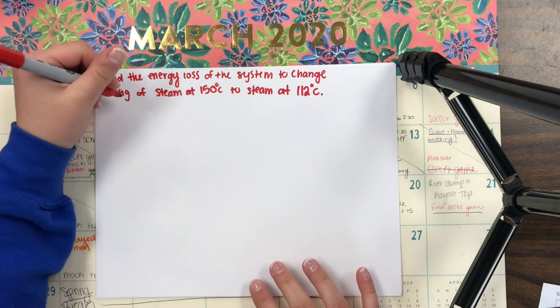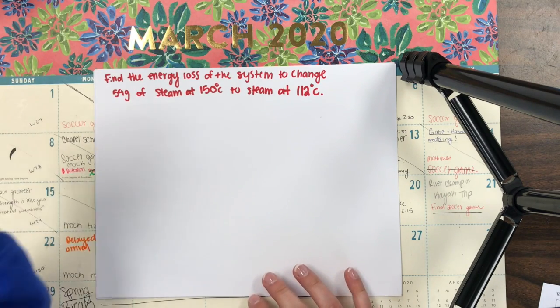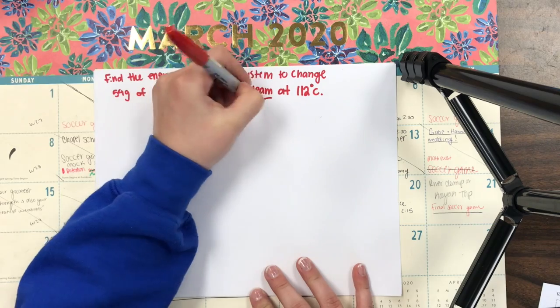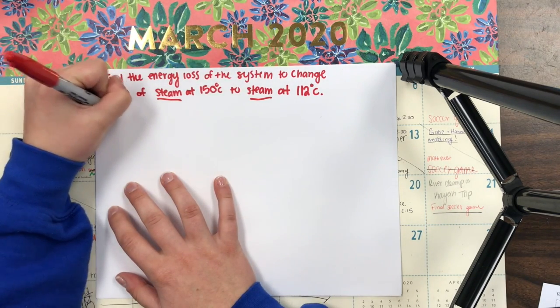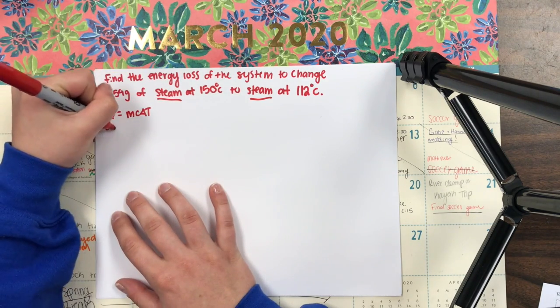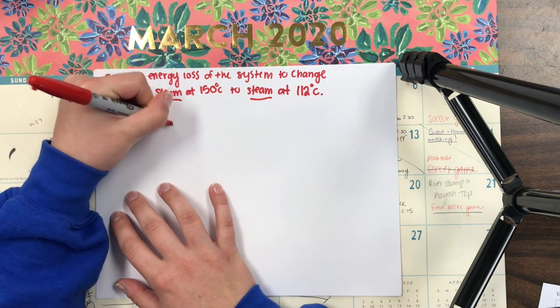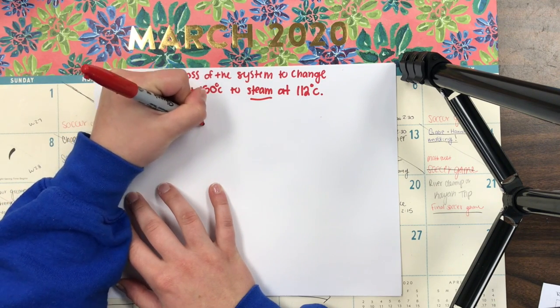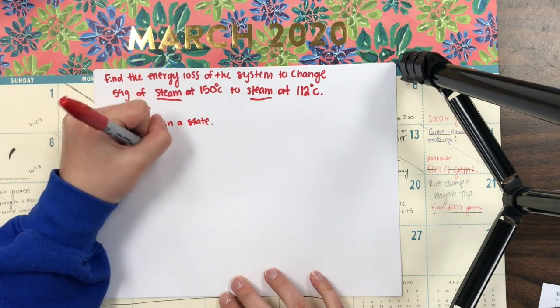So when we do Q equals mcΔT, one indicator, one way that you know that you're going to be using that equation is if you're comparing two of the same things in the same state. So we use the Q equals mcΔT equation for changes within a state. So to solve this equation, I'm just going to set it up the way that we've already known.